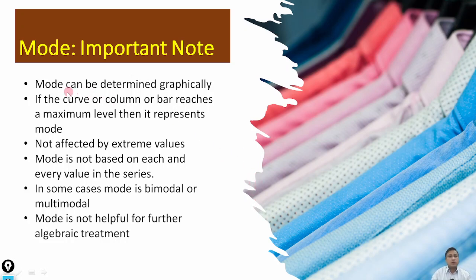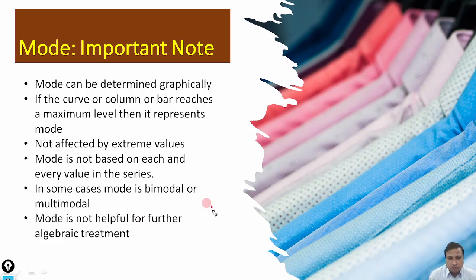What is mode? Mode can be determined graphically. Yes. If the curve or column or bar reaches a maximum level, then it represents mode. Mode is also not affected by extreme values. Mode is not based on each and every value in the series, as we have seen when we computed manually. In some cases, mode is bimodal or multimodal. This also we have seen. Mode is not helpful for further algebraic treatment.